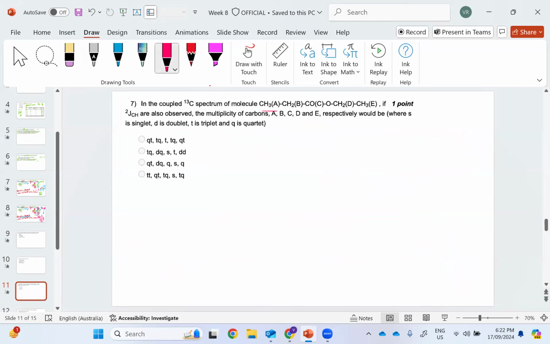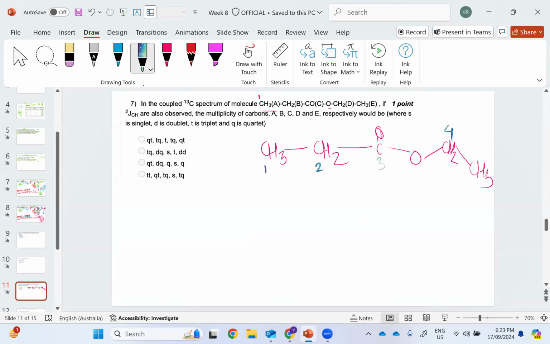So here, given CH3, I'll just draw CH3. Then we have the CH2, A, B, then the C double bond O. Again here, if you look, it is written O. Then there will be a CH2 and CH3. So in this one, there are 1, 2, 3, 4, and 5, five different types of carbons. So 5 transitions are possible. Then in the question it is mentioned coupled spectra. Here it is mentioned coupled, not decoupled, right?